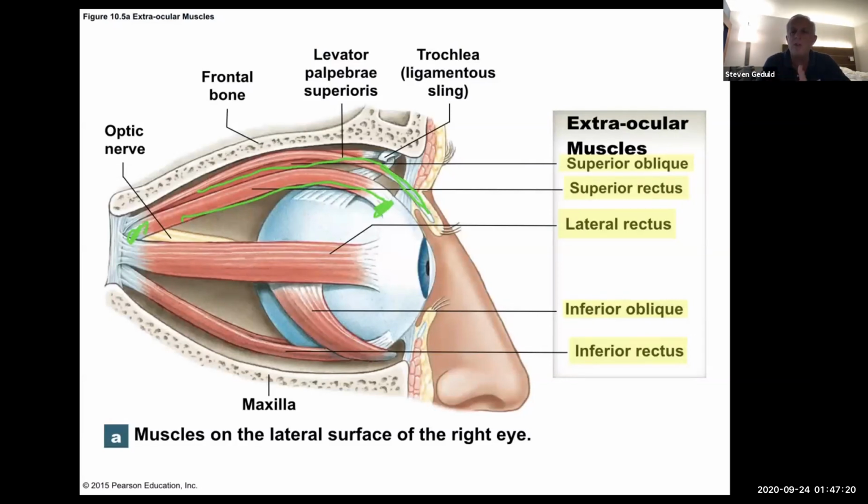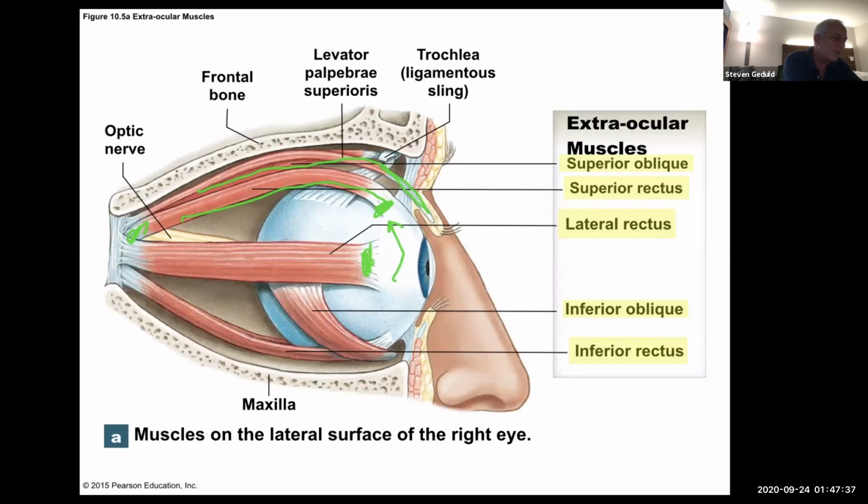Because that muscle can only get shorter. All the muscle can do is get shorter. So you can see exactly what it's gonna do. It's gonna take this eye and rotate it up. That's your superior rectus. Your lateral rectus, you see it attaches right here and right here.